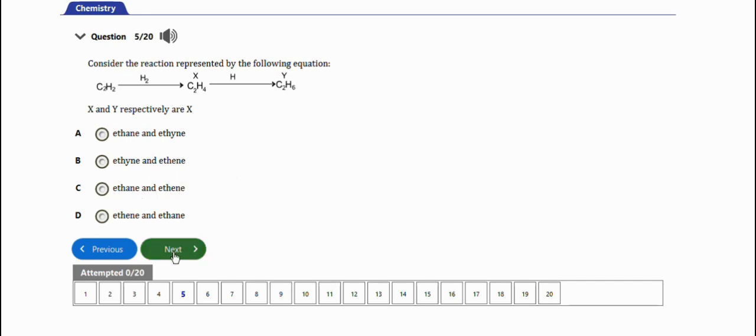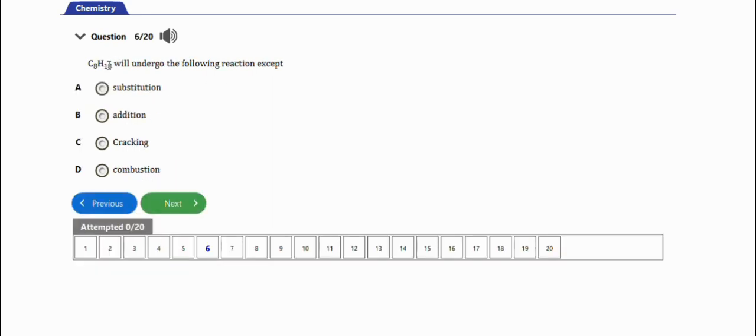The next question says this hydrocarbon will undergo the following reactions except. Looking at this, it is octane. Octane is an alkane, so it will undergo the following reactions except addition. Alkanes don't undergo addition reactions because they are already saturated hydrocarbons.